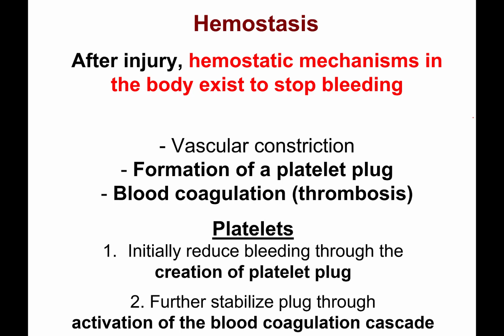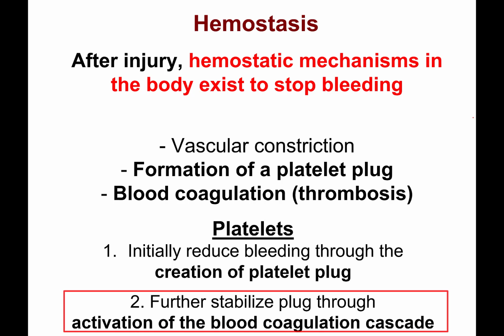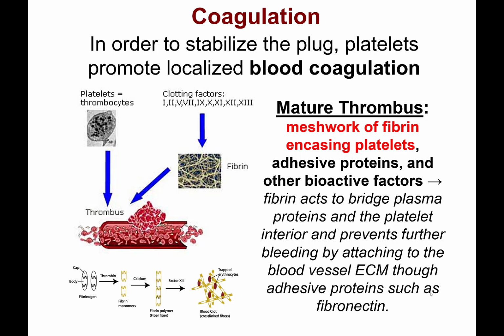But that platelet plug on its own is not going to be very strong. So if there's any pressure applied, it's going to be easy to open that hole back up if it's just a platelet plug. So we need further stabilization, and that's achieved through the coagulation cascade. Specifically, it's achieved by platelets promoting localized blood coagulation. And that localized coagulation results in the maturation of the thrombus.